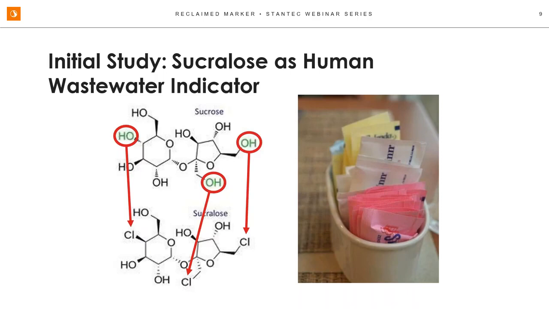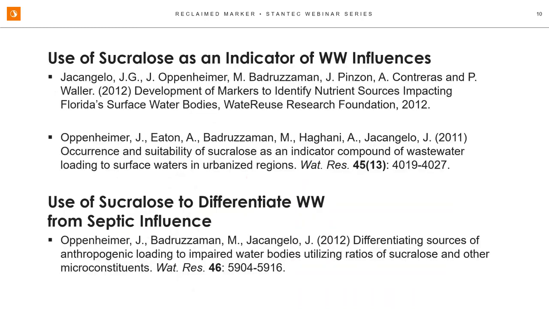Sucralose, most of you know this is Splenda in the yellow packages, is basically just sucrose where 3 of the hydroxyl molecules are replaced with chlorides. And this molecule is really not broken down. It exists in the environment. And at this point, there's been a lot of work looking at sucralose as a tracer compound.